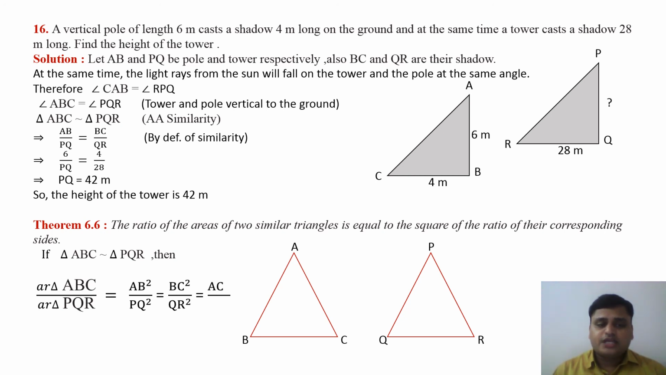So this is the statement. If two triangles are similar, then the area ratio of both triangles, that is triangle ABC to triangle PQR, is equal to AB square by PQ square, BC square by QR square, AC square by PR square. In this way, we will do this theorem. I hope the theorem is clear.